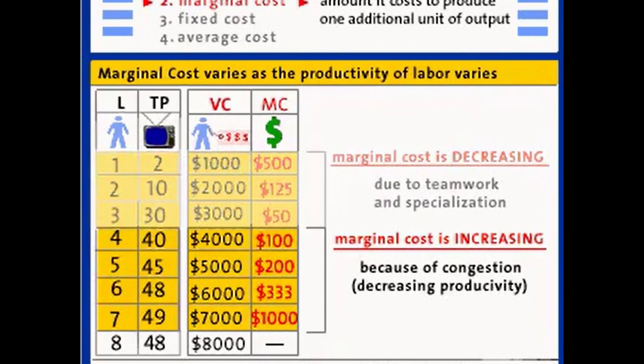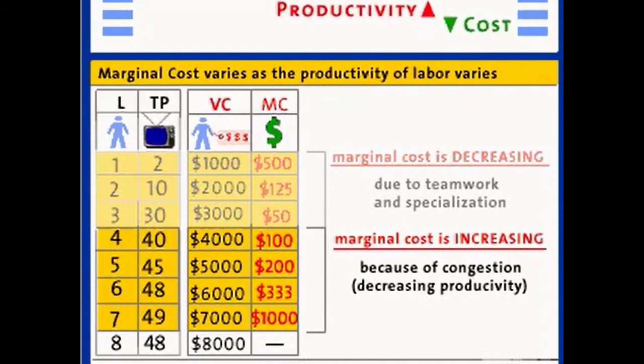A quick summary. Marginal cost is defined as the change in variable cost that results from a change in output. When productivity is increasing, marginal cost is falling. When labor productivity is decreasing, marginal cost is increasing.